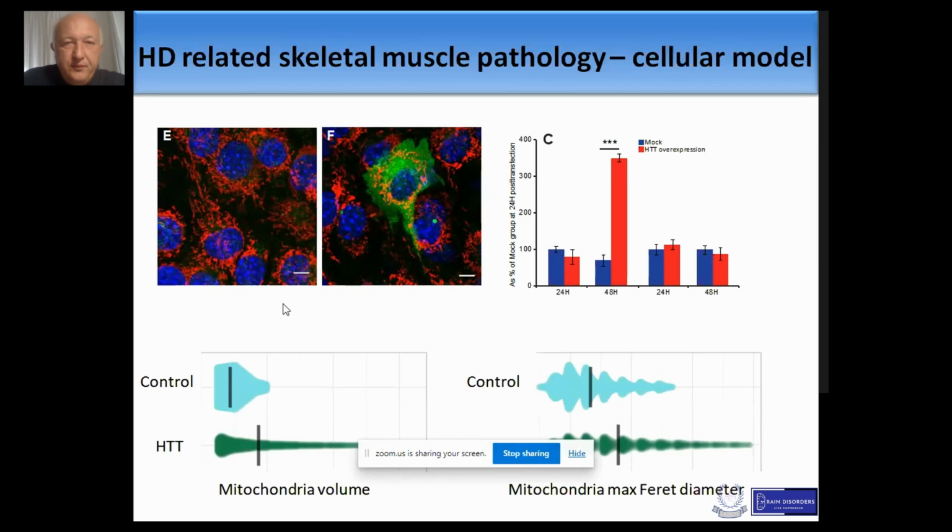Then we also developed a cellular model of skeletal muscle pathology in HD, and we found by MTT assay that when the mutant Huntingtin is expressed, there is a high prevalence of cell death. We also measured the mitochondrial volume, and the mitochondria are enlarged and defragmented, based on the volume and the maximum Feret diameter.